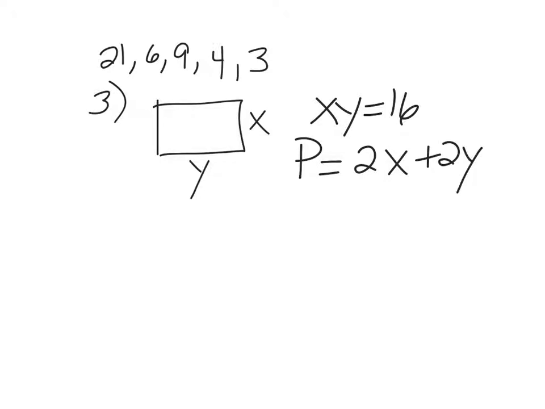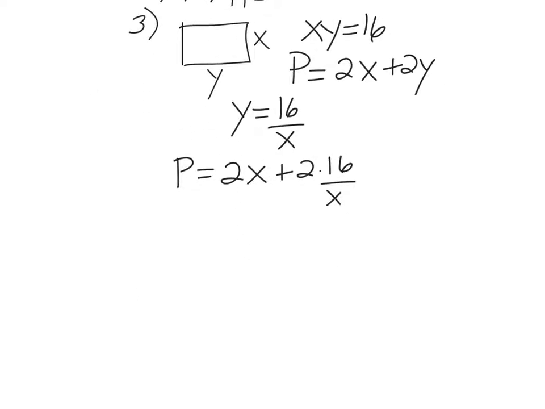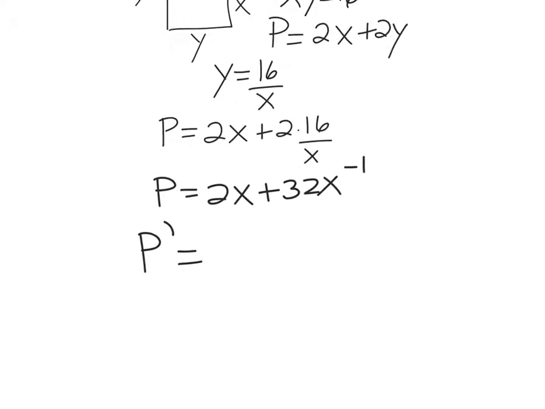So I need to take the derivative of perimeter, but right now it is in 2 variables. I'll get it into 1 variable by solving for y in the area equation. So y is equal to 16 divided by x. Plug that in: perimeter is 2x plus 2 times 16 over x. So p equals 2x plus 32x to the negative 1. Whenever you're trying to find max or min, you take the derivative and set it equal to 0.